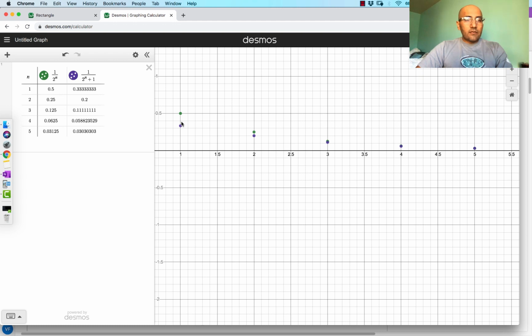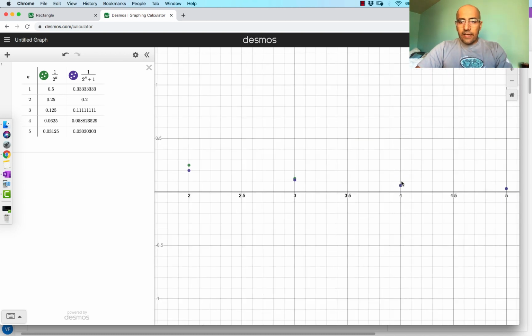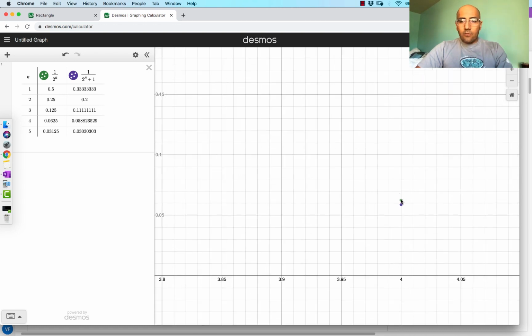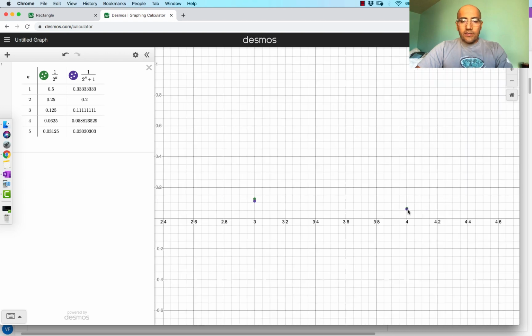But on a term-by-term basis, it's always clear to see that the term of 1 over 2 to the nth power is always a little bit larger. The green one is always a little bit larger than the purple one. And in this case here, where it almost looks like they're the same, they're not. If we zoom in, we see that the green one is still larger than the purple one, right? So that's always the case.